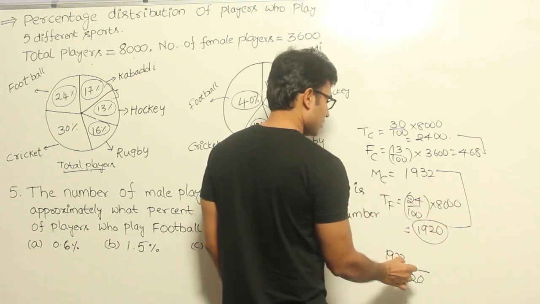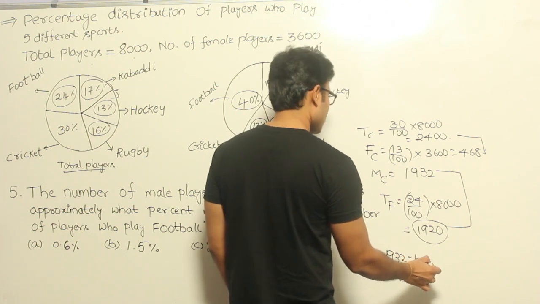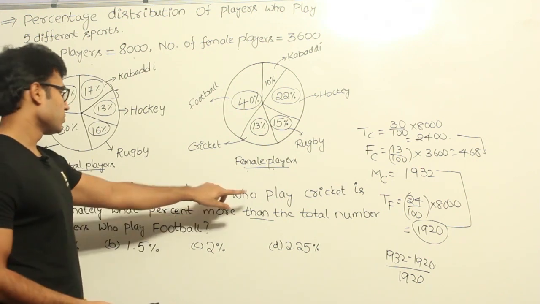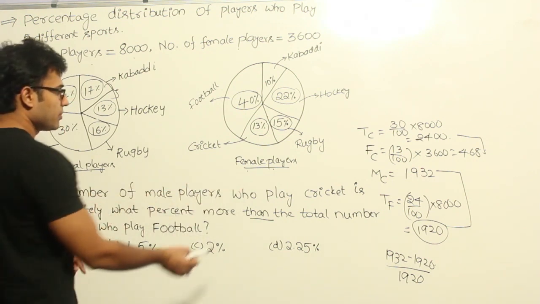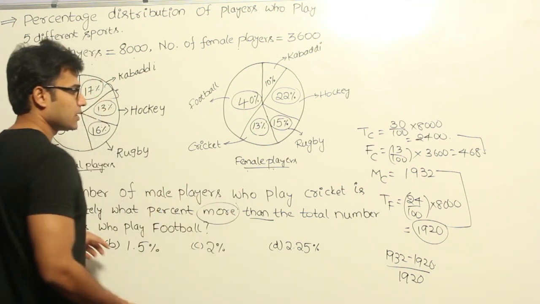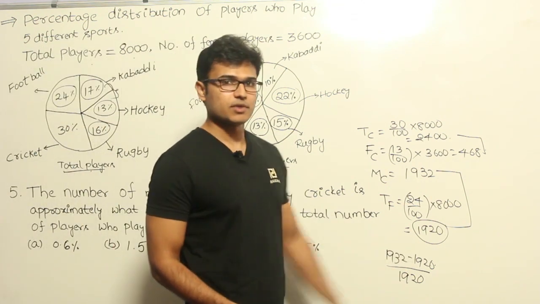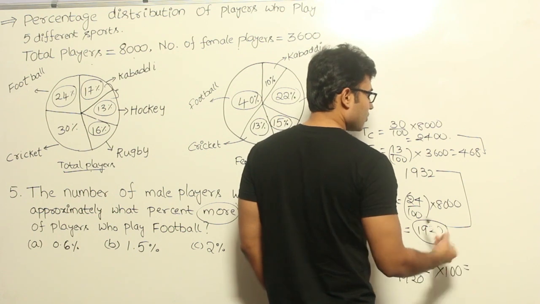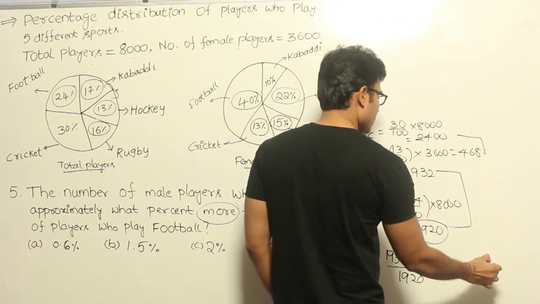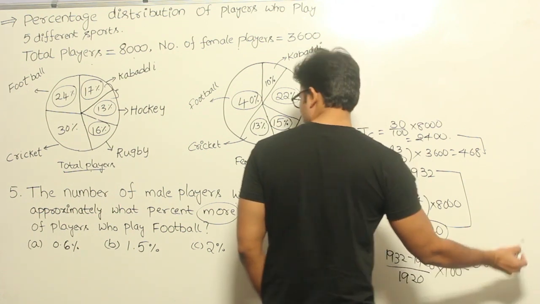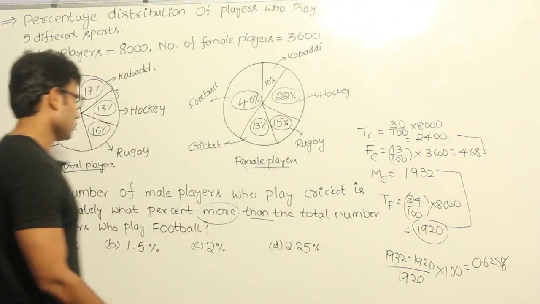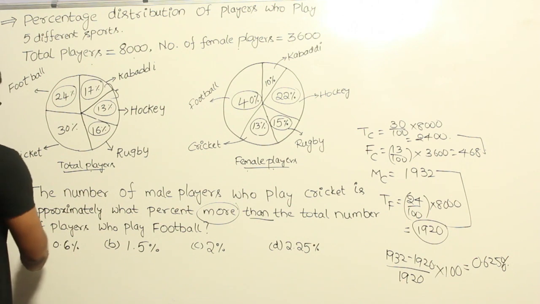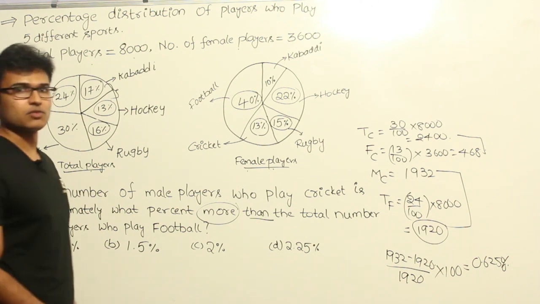So 1932 minus 1920, that is what they are asking, right? So the number of male players who play cricket is approximately what percent more. That is why I am writing this number minus this number into 100. So now you are going to get it as 0.625%, right? In the answers, the closest answer is 0.6. The actual answer is 0.625, but the closest one is 0.6%, so you can go with that.